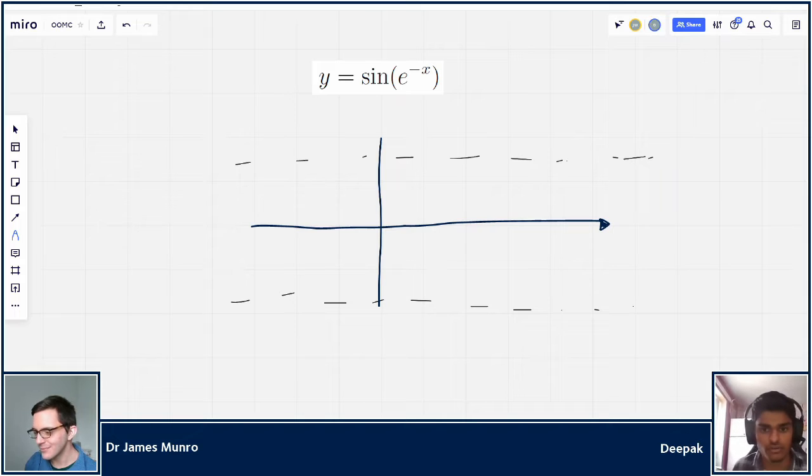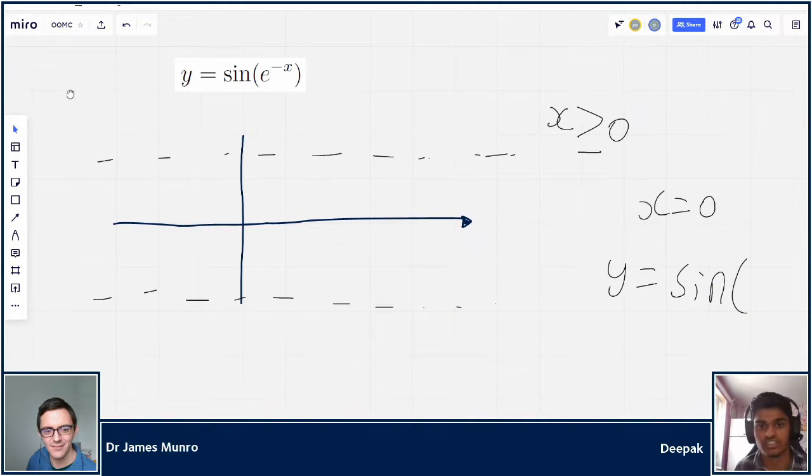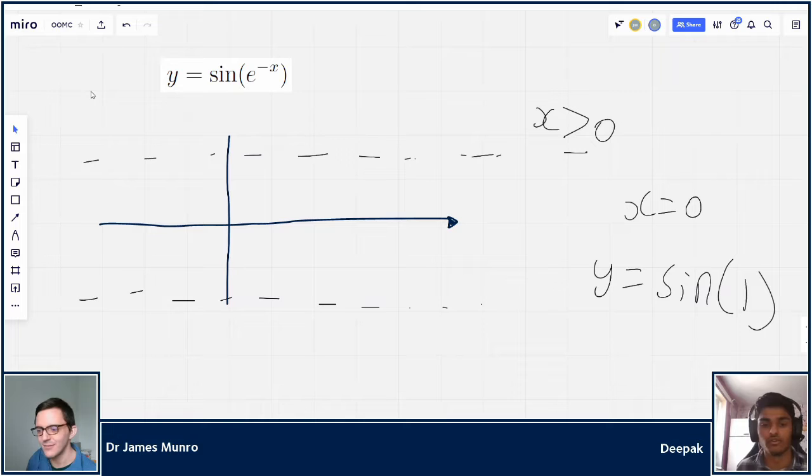I think we'll start by sketching it for x bigger than or equal to 0. Even if I don't know anything about it, we can just put on some nice points. So x equals 0. Oh, this is actually not as nice a point as I thought, because that would just be sine of e to the minus 0, which is e to the 0, which is 1. So sine of 1. That's not a nice point, but at least sine of 1 is going to be somewhere between 0 and 1. We'll keep that in mind.